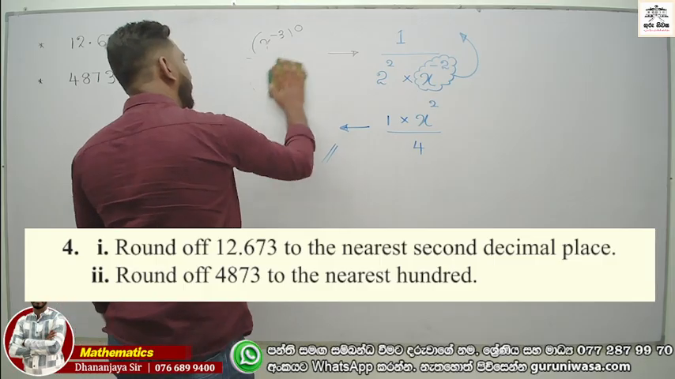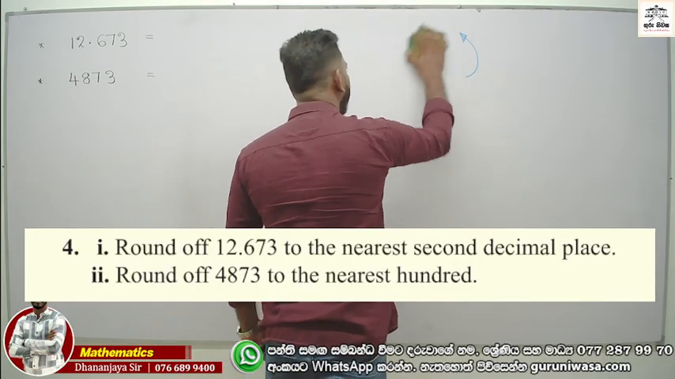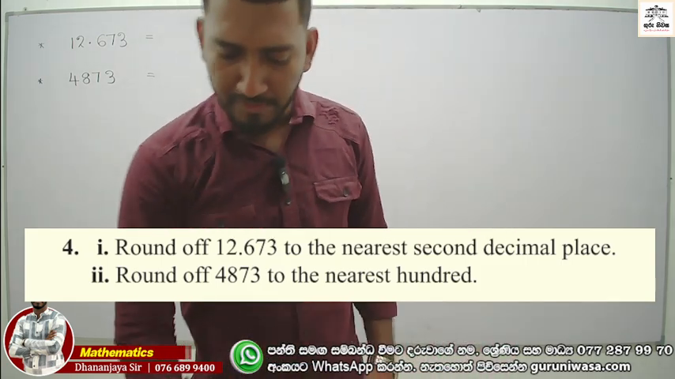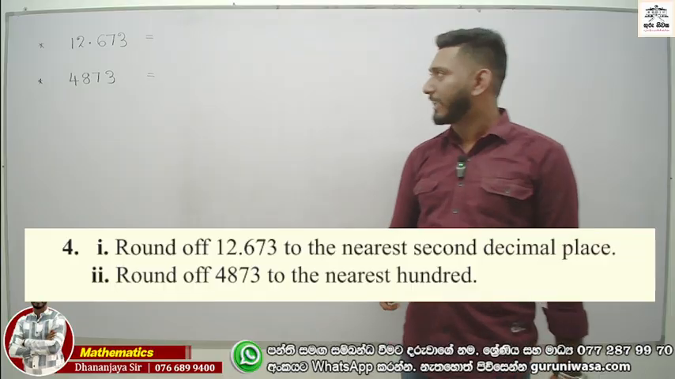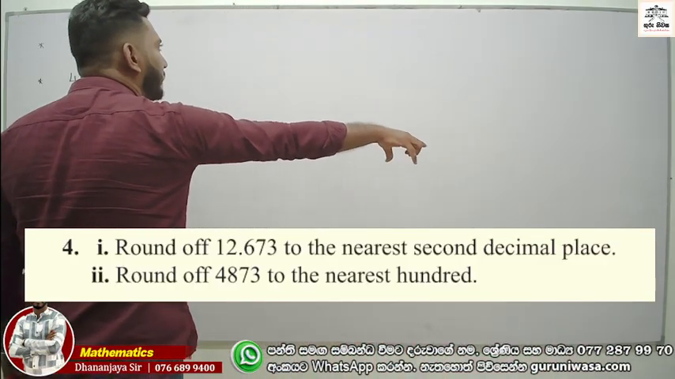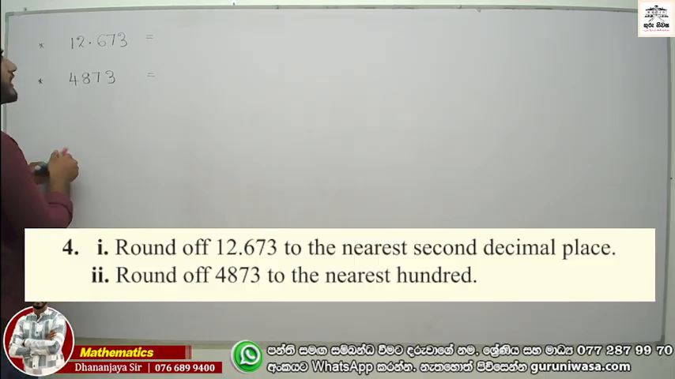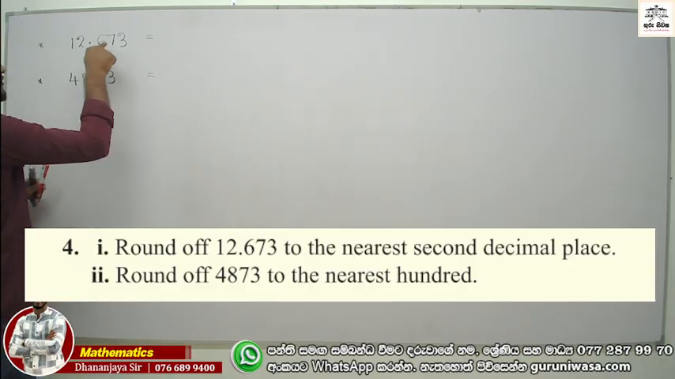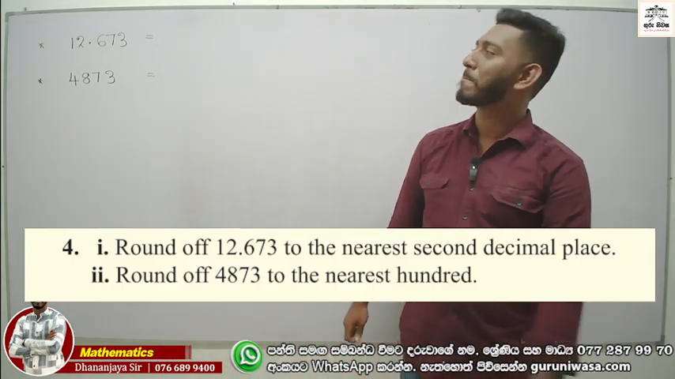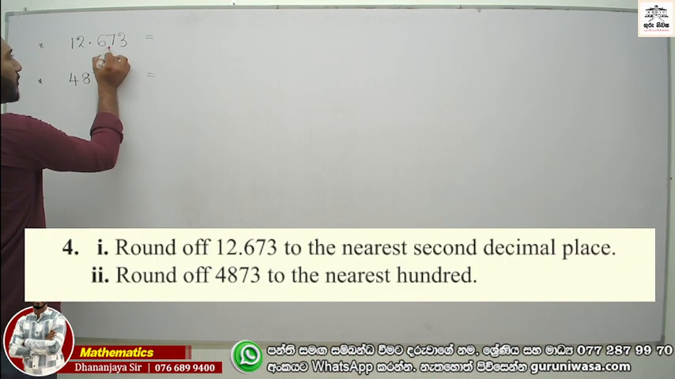And rounding numbers is a very easy thing because we have to follow the same rule. When we round off to the second decimal place, we think about the right hand side. Who is the second decimal place? 1 2 6 7 3. What is the digit? 7. Well done. 7 is the second decimal place.